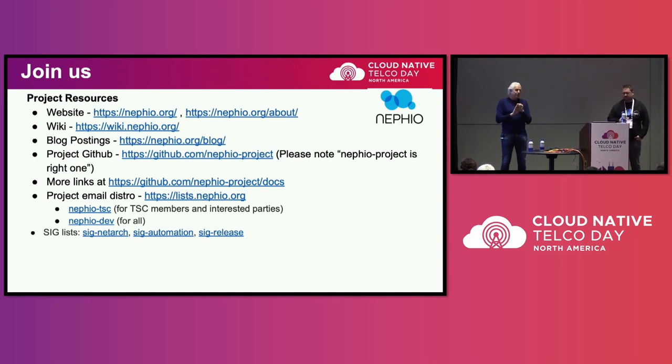Then we have SIG two, which is the automation. Right now you see the chair and the vice chair for that group. We are more into the implementation of it. Then we have SIG three, which is the release, the people who are building the release. And now we added a fourth SIG, which is security. These meet once a week at the moment. So yeah, if you're interested.